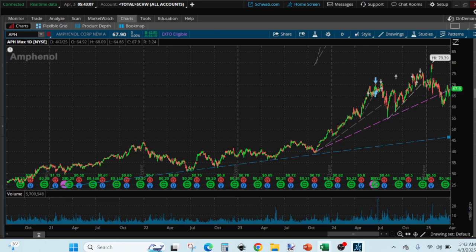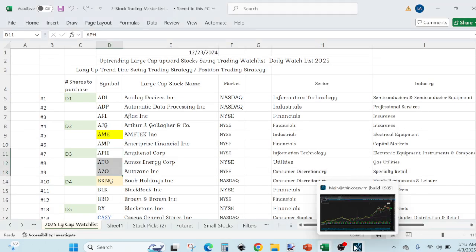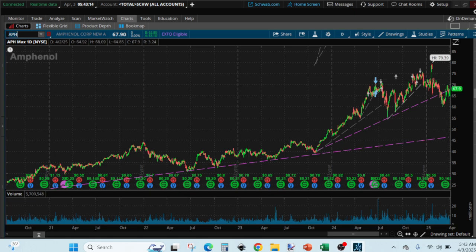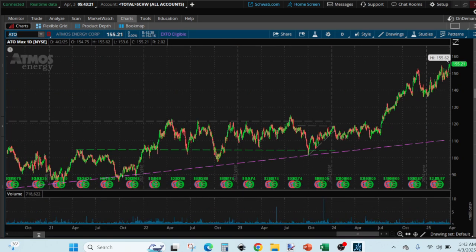So therefore, we are not going to do anything. We are not going to buy APH today. ATO, did you see how we did the chart analysis? That is an example of how you can do your swing trading chart analysis, but it could depend on the strategy you are using, and here it is the long option swing trading strategy. So we are analyzing the chart based on that strategy to see if we can buy, or if you already purchased it, to see if we can sell it.